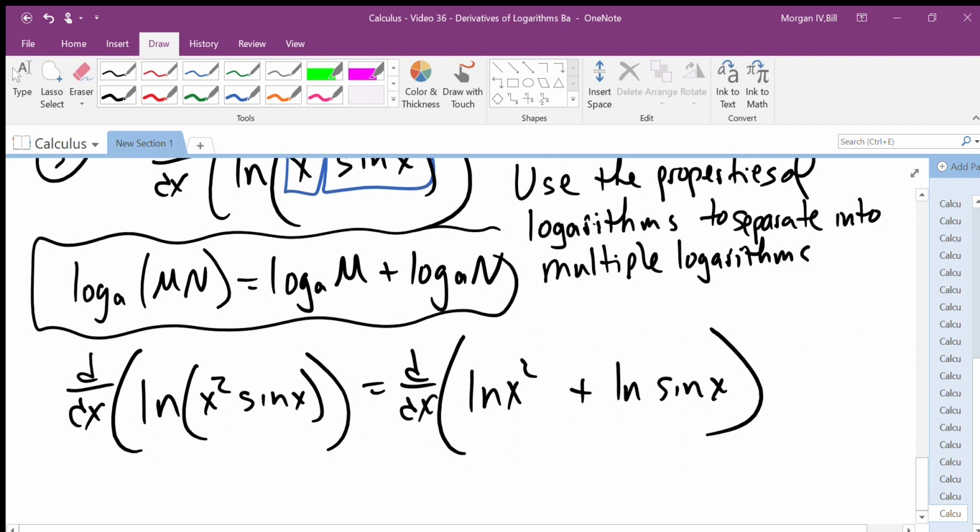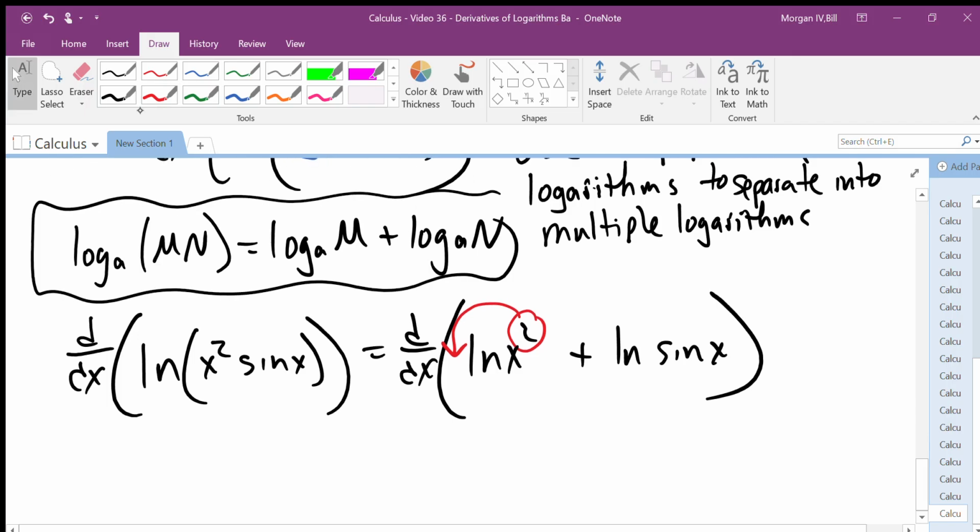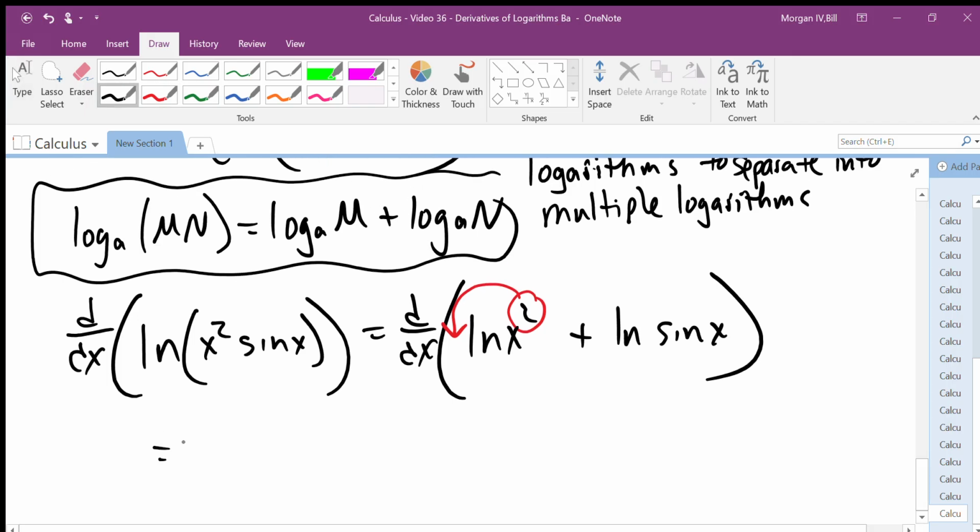Before you take the derivative, any term with an exponent on it, like we have an x squared here, this 2 here, can come out in front of its own logarithm. Not in front of the whole derivative, but just in front of its own logarithm. So one more simplification here. This is equal to the derivative of 2 natural log of x plus the natural log of sine of x.